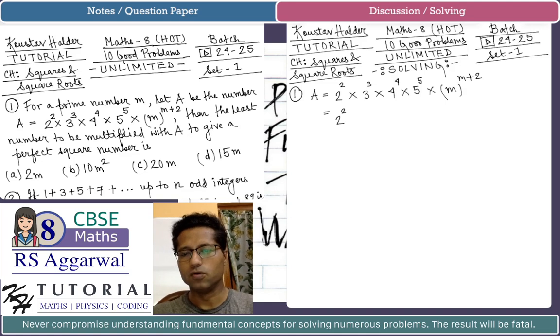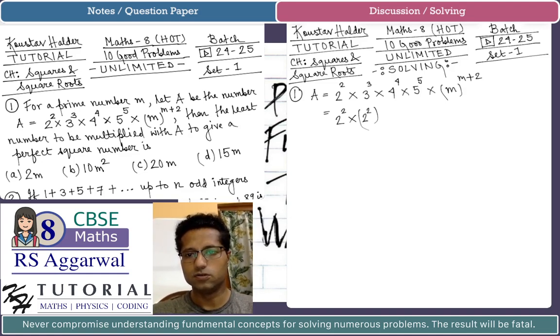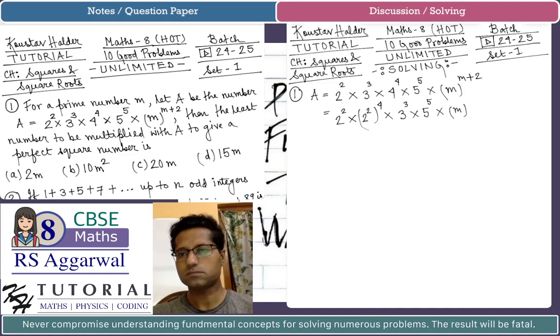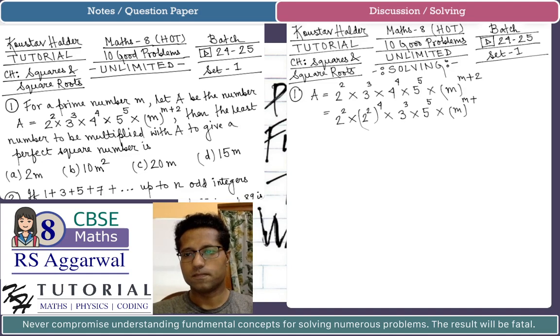4 to the power 4, we can write it as 2 square, and that whole raised to the power 4. And then we have 3 to the power 3 and 5 to the power 5, and we have m to the power m plus 2. Okay, now if we merge, no, we cannot merge.